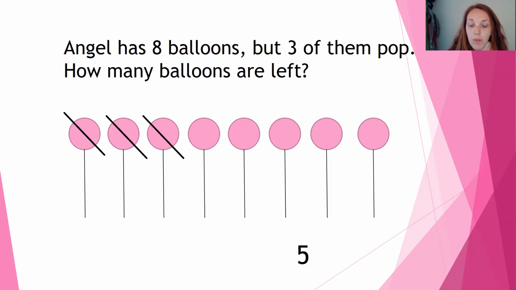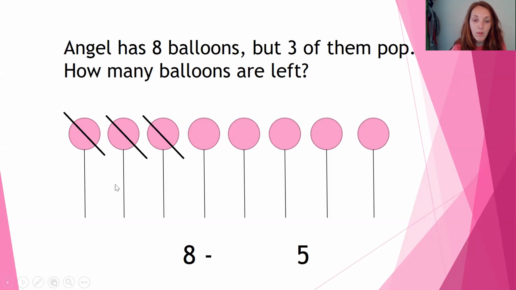Who remembers how many balloons we had at the beginning of the story, before any of them popped? There were 8 balloons. And then what happened? Some of them popped. 3 of them popped. So did we put 3 more balloons in our picture, or did we cross 3 balloons out? We crossed 3 of them out, which meant take away. So let me show you what a take away sign looks like. It's just a little line.